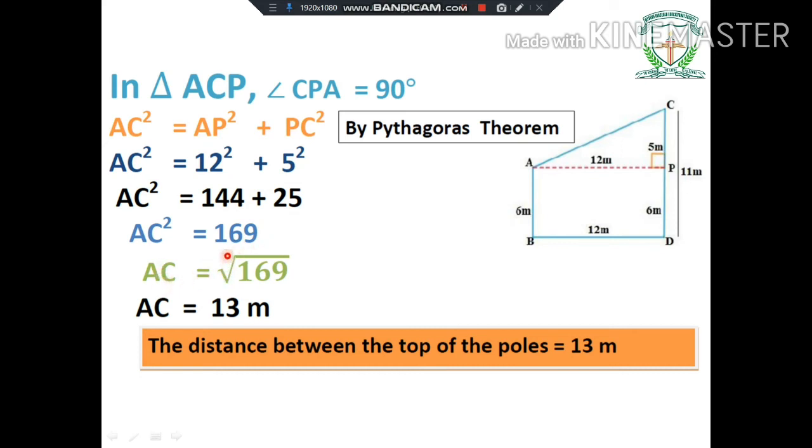So AC is equal to square root of 169. 169 is a perfect square. The square root of 169 is 13. So AC is equal to 13 meters. Therefore, AC, the distance between the top of the poles, is 13 meters. This is how we can solve this problem.